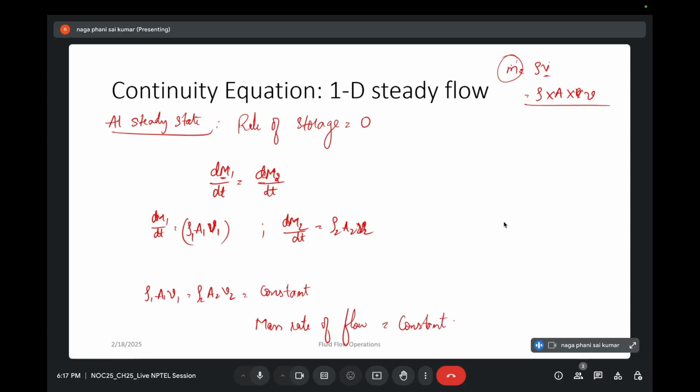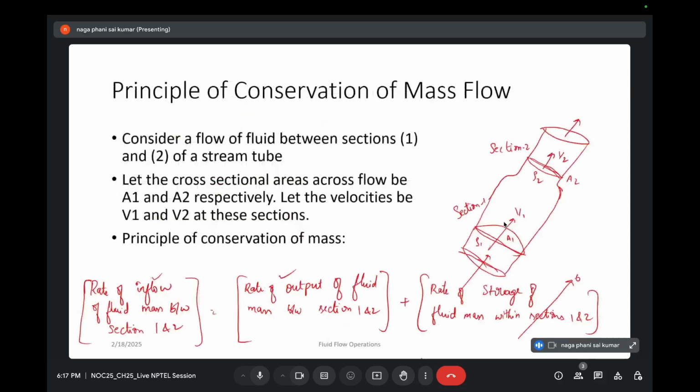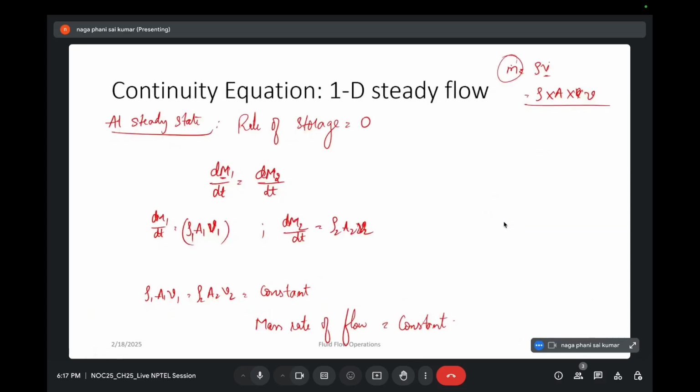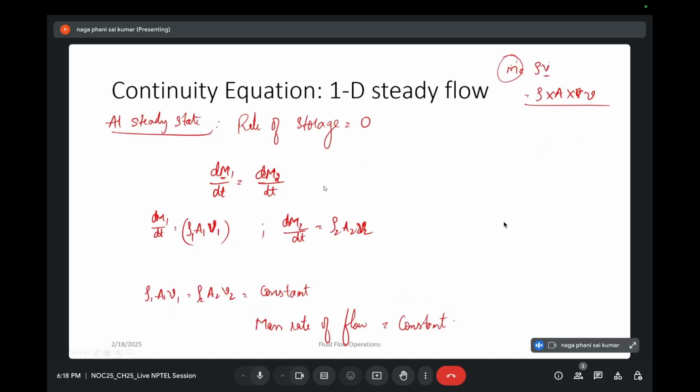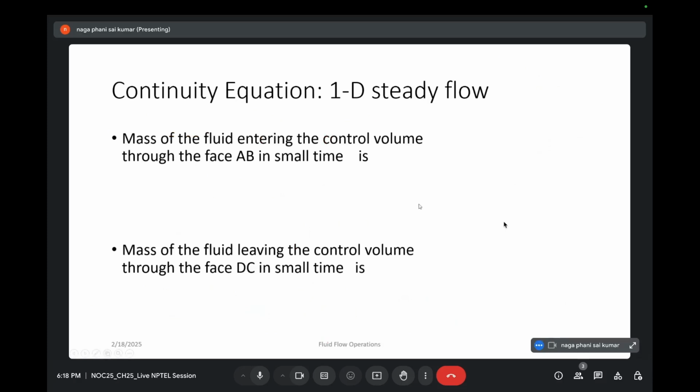This is the case when we are dealing with steady state flows. But when you take unsteady state, we will have one more term, that is the rate of accumulation or rate of storage, because that won't be zero. This is unsteady state flow.